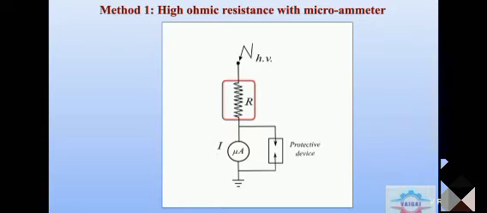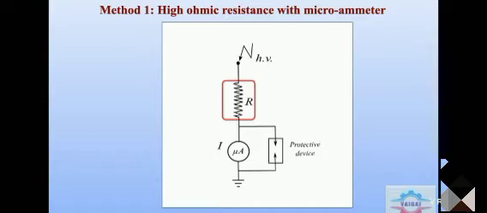Only the current I flowing through the large calibrated resistance R is measured by a moving coil microammeter. The voltage of the source is given by Ohm's law, that is V equals IR. The voltage drop in the meter is negligible, as the impedance of the meter is only a few ohms compared to a few hundred megaohms of the series resistance R.